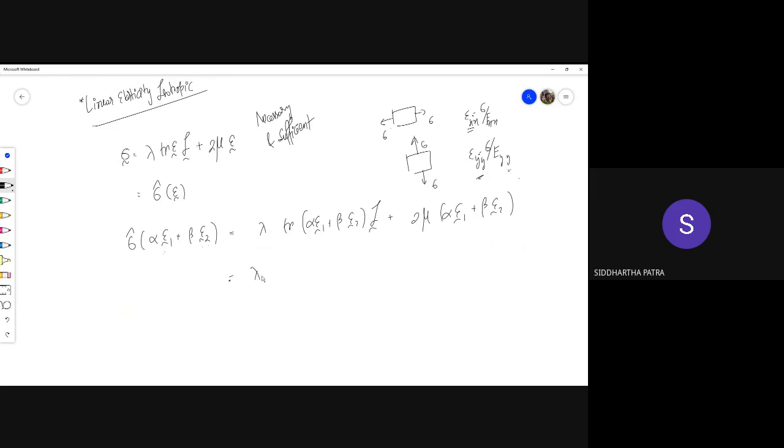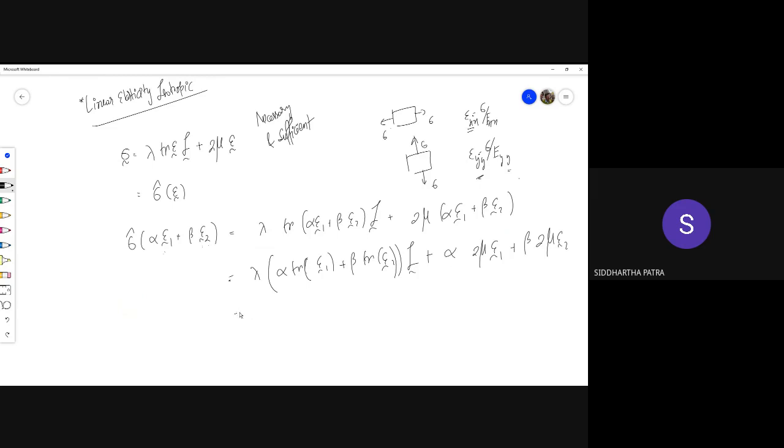So in that way, you can write it to be lambda times trace of alpha times epsilon 1 plus trace of beta times epsilon 2. But then if you think about it, if you do a scalar multiplication to all the components, the trace simply gets multiplied by that quantity. So it is alpha times trace of epsilon 1 plus beta times trace of epsilon 2. This whole thing times identity tensor plus alpha times twice mu epsilon 1, because at this point these are simply scalars.